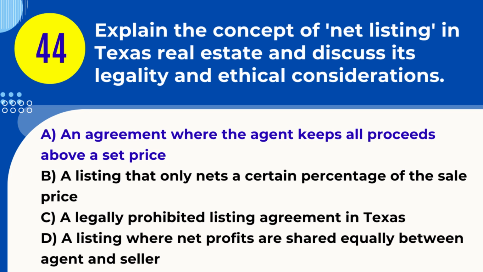Answer: A. An agreement where the agent keeps all proceeds above a set price. Explanation: a net listing in Texas real estate is an agreement where the agent keeps any amount of the sale price that exceeds a predetermined figure set by the seller, while legal net listings pose ethical concerns due to the potential conflict of interest, as agents might prioritize higher selling prices for higher commissions.